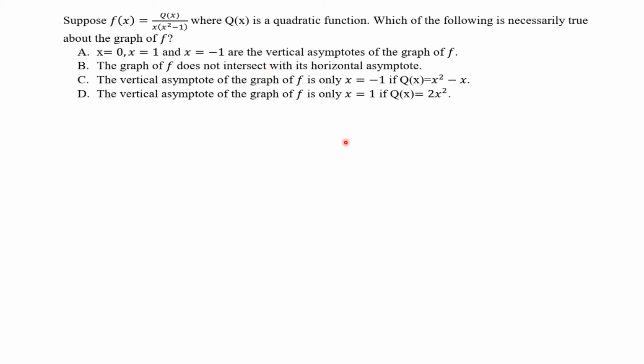ነው። እሱንም እንዴት እንደምናየው አሳያችኋለሁ። the vertical asymptote of the graphs of f is only x እኩል ነው -1 if and only if q of x እኩል ነው x square minus x ይላል። አሁን እዚህ ጋር q of x ፓርቲኩላር አንድ ኢኩዌሽን ተሰጠን። እዚህ ጋር አሁን vertical asymptoteታችን ማን እንደሆነ ማወቅ እንችላለን። እዚህ ጋር ግን ኤ ላይ ስናይ vertical asymptoteታችን እነዚህ ናቸው ይላል። ውሸት ነው። ለምን?